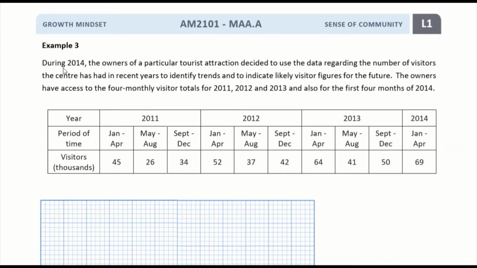During 2014, the owner of a particular tourist attraction decided to use the data regarding the number of visitors the center has had in recent years, to try to identify the trend and find out the visitor figures for the future. The owner has the visitor totals for the first 4 months, second 4 months, and last 4 months of each year. We are going to use this to create a time series plot.